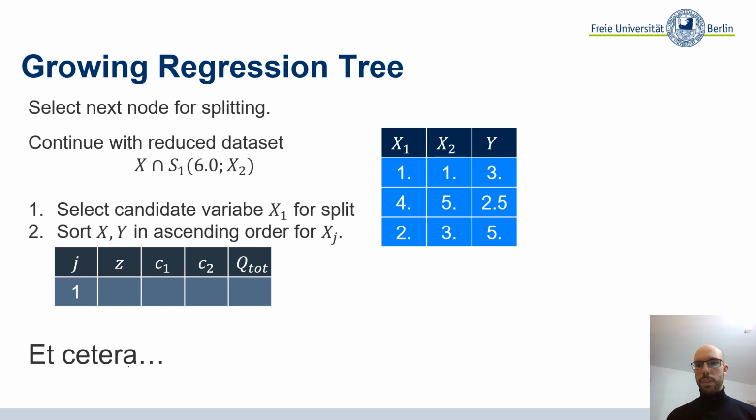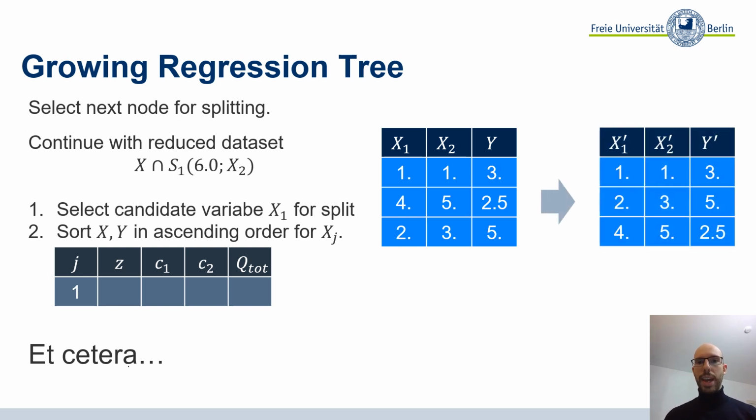So let's start with, say, x1. And now we sort our x epsilon in ascending order for our candidate variable. So in this case, since we have selected x1, we'd end up with a sorted data set that looks like this, sorted for x1. And then we do the other steps that we did previously for the first node, and that's pretty much it. So I hope from this example, it's now clear to you how you would have to proceed in this case.